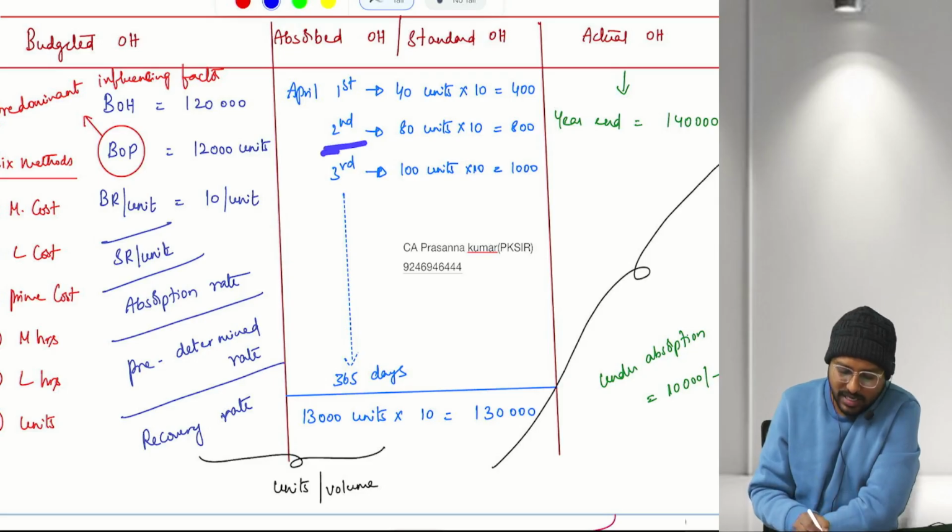Right. On the second, I've manufactured 80 units. For each unit, how much should I absorb? 10. So 800 absorbed. Third, 100 units. For each unit, how much should I absorb?